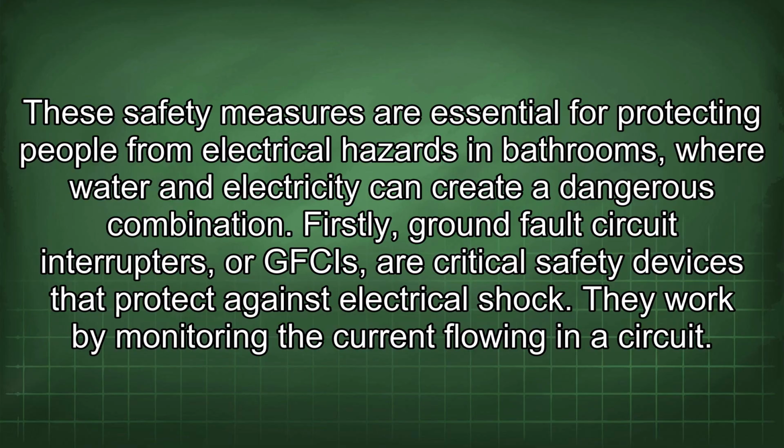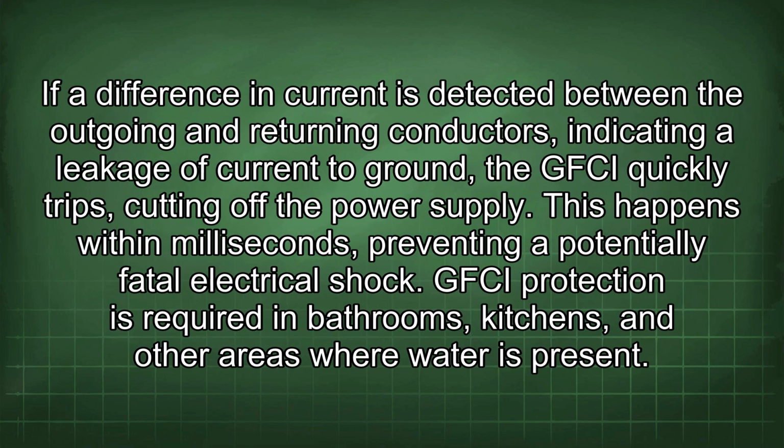Firstly, ground fault circuit interrupters, or GFCIs, are critical safety devices that protect against electrical shock. They work by monitoring the current flowing in a circuit. If a difference in current is detected between the outgoing and returning conductors, indicating a leakage of current to ground, the GFCI quickly trips, cutting off the power supply. This happens within milliseconds, preventing a potentially fatal electrical shock. GFCI protection is required in bathrooms, kitchens, and other areas where water is present.